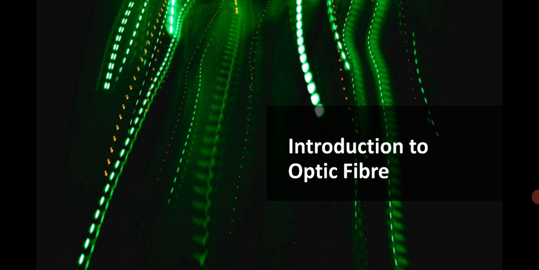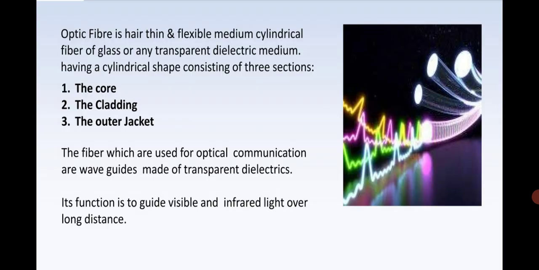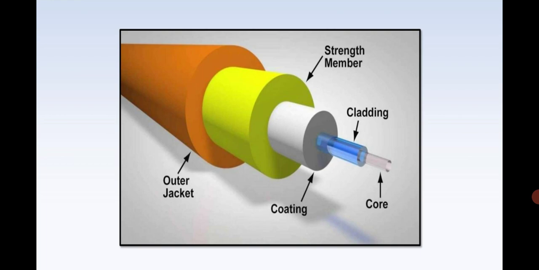Today's topic is the introduction to an optical fiber. As we know, an optical fiber has the core, the cladding and the outer jacket. These are the three main parts, and it looks just like a hair, as thin as hair, and is a flexible medium. The fibers used for optical communication are waveguides. The light is guided through an optical fiber, that's why it is called a waveguide. Its function is to guide visible and infrared light over a long distance.